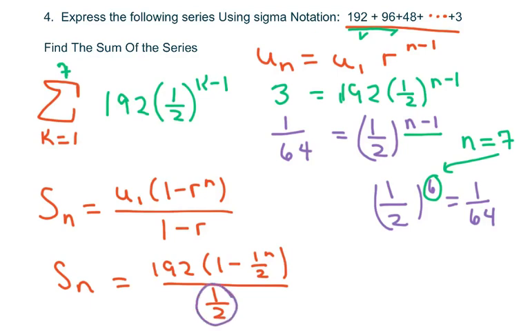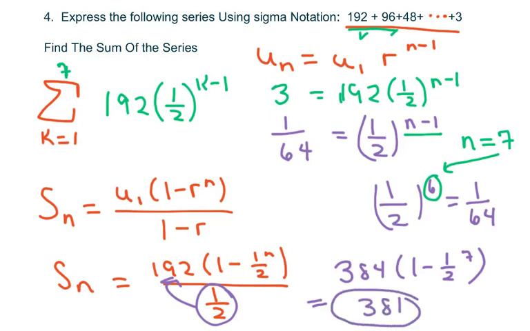Basically, what you're going to do is multiply these two, and that's going to give you, what is that? So it's going to be 384 times 1 minus 1/2 to the 7th, because our n is 7. And when you multiply all that out, we get 381. So that's your answer. If you didn't want to use this, what you could have done is just filled in the blank here using 1/2. You'll find out that it is indeed 7 terms, and you could have just added them up manually.